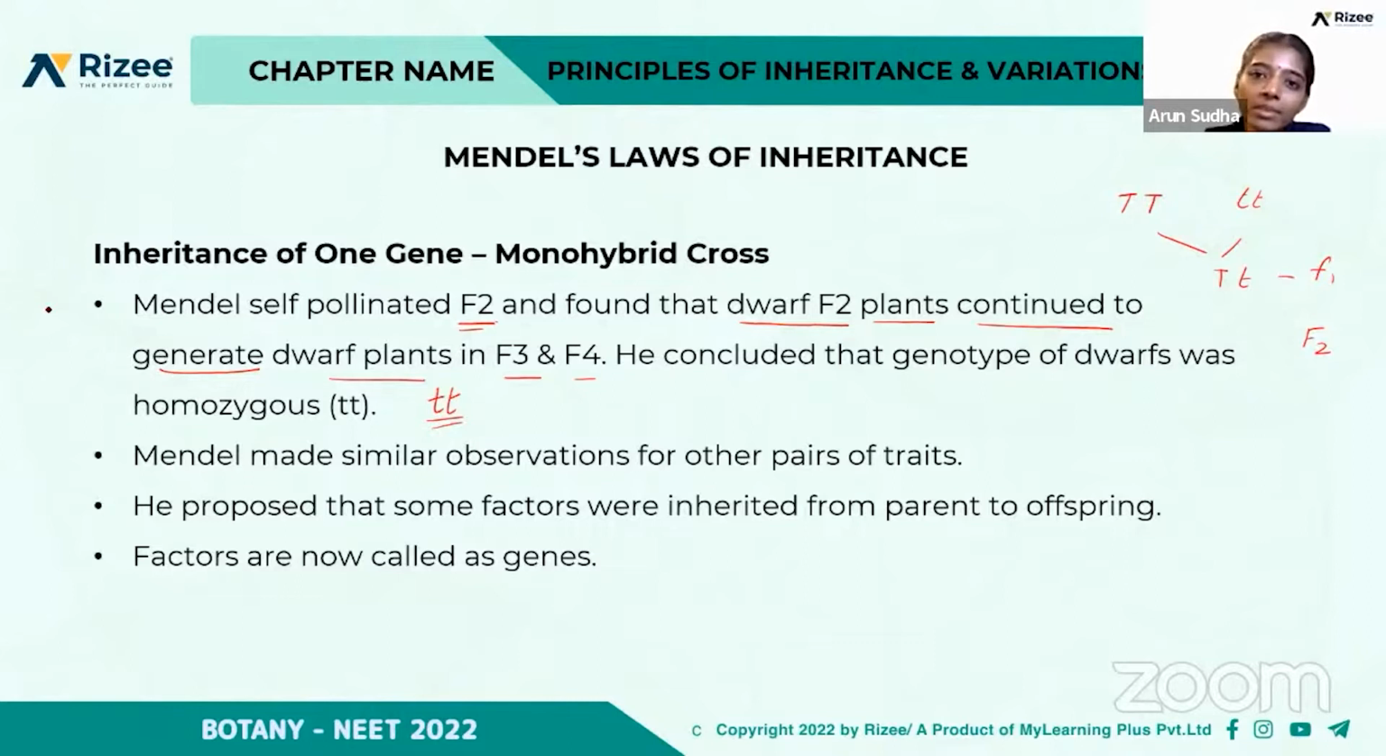And apart from studying height, he also observed other traits like flower color and pod color. All the other contrasting traits he also studied. And he found that some factors were inherited from parent to offspring. These factors are now called genes, right? So what he observed as factors is now called genes.